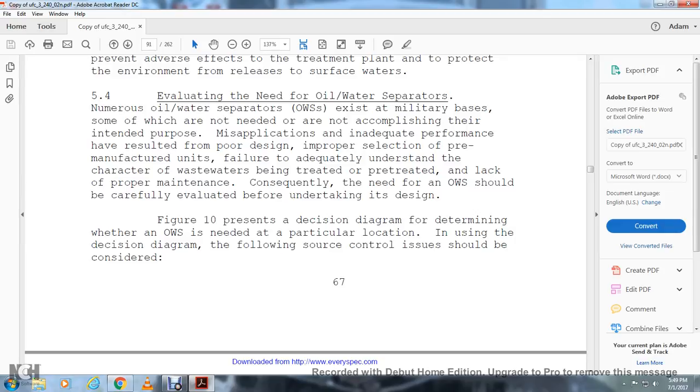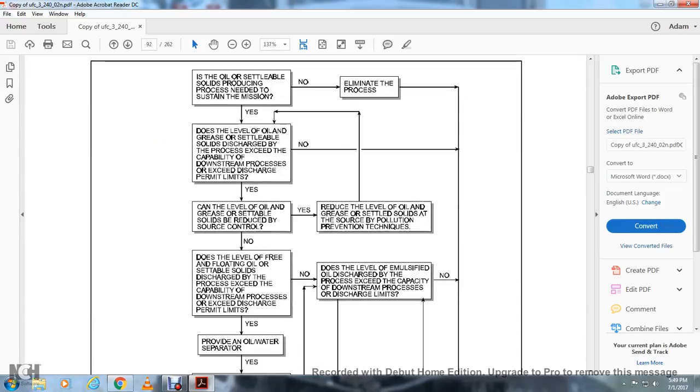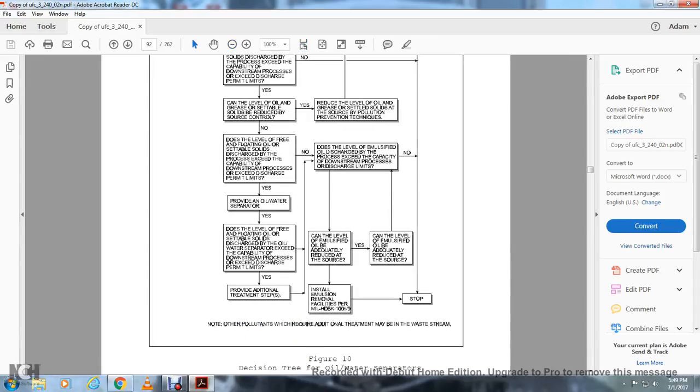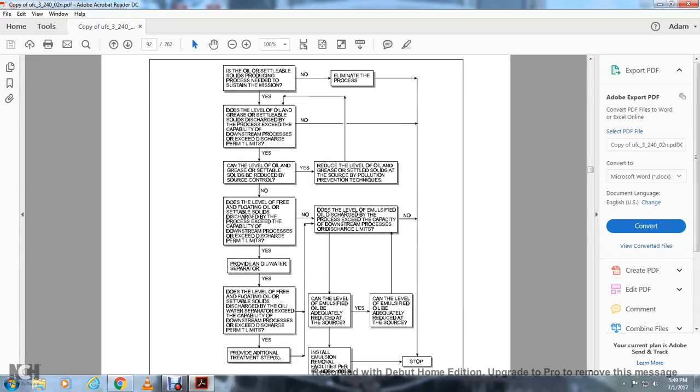Figure 10 presents a decision diagram for determining whether an oil water separator is needed at a particular location. In using the decision diagram, the following sources of control issues should be considered. Alright, this is the decision tree for the oil water separators. If you start from the top: does the oil and settable solids producing process support the mission?